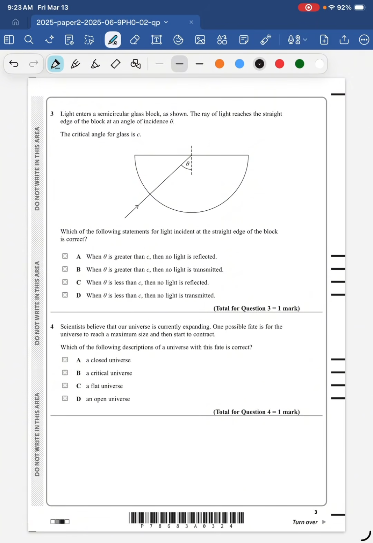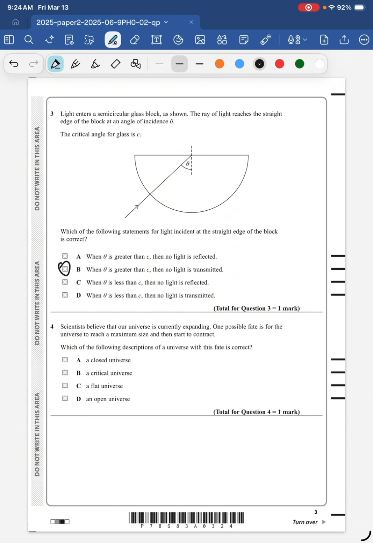So let's read it again. So the critical angle is C. Okay, so option A, when theta is greater than the critical angle, then no light is reflected. That's not the case. When theta is greater than C, then no light is transmitted. Okay, that's total internal reflection. So B is the correct answer.